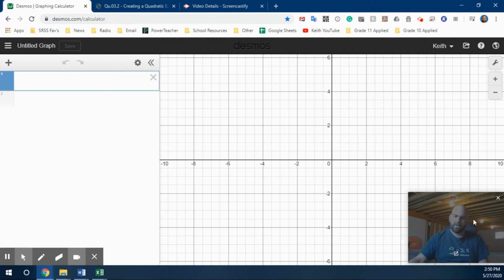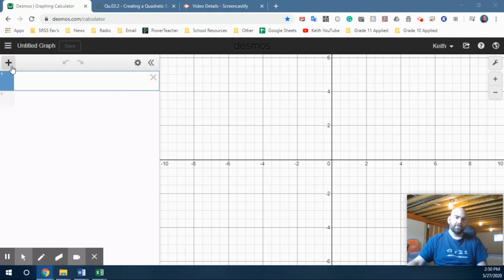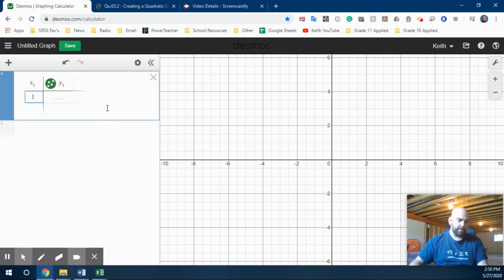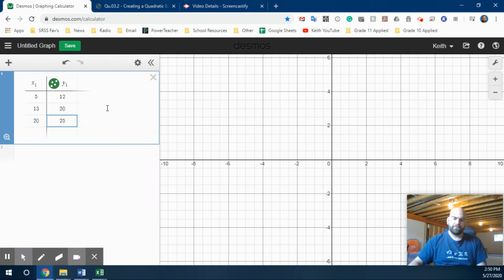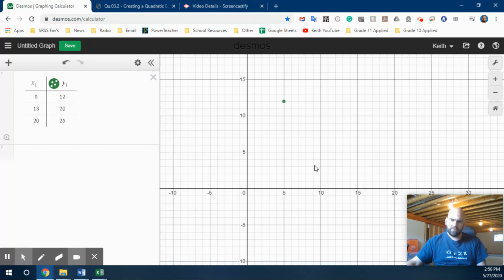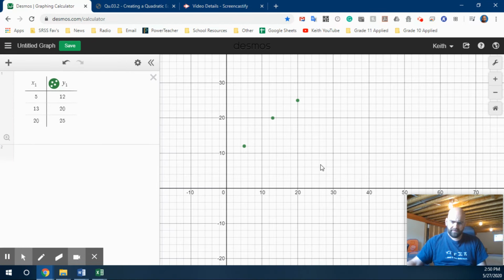Again, we're going to do the same thing that we did previously. I'm just going to move my screen over here so you can still see me. We're going to start off with making a table, and we're going to put our points in there: (5, 12), (13, 20), and (20, 25). Okay, so there's my 3 points. Can't really see them here. I'm going to have to zoom out a little bit. There we go. There's my 3 points.